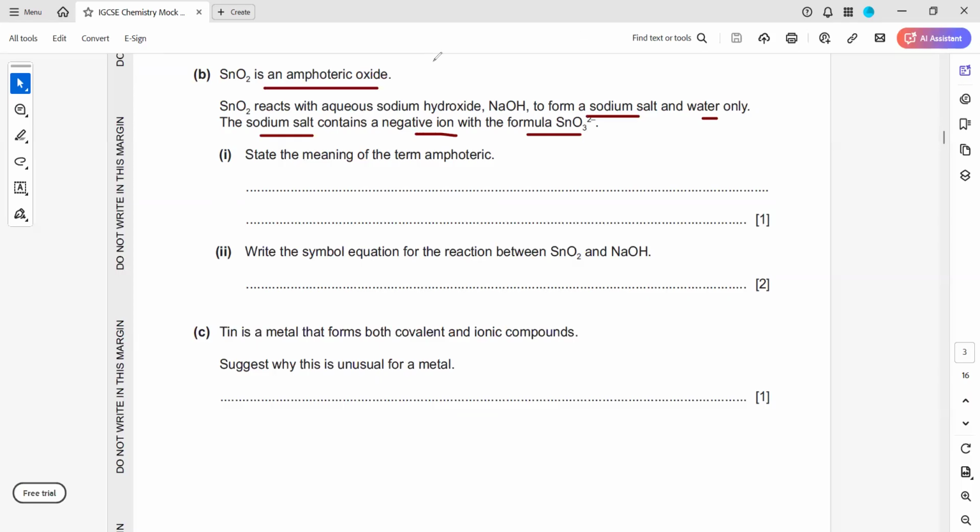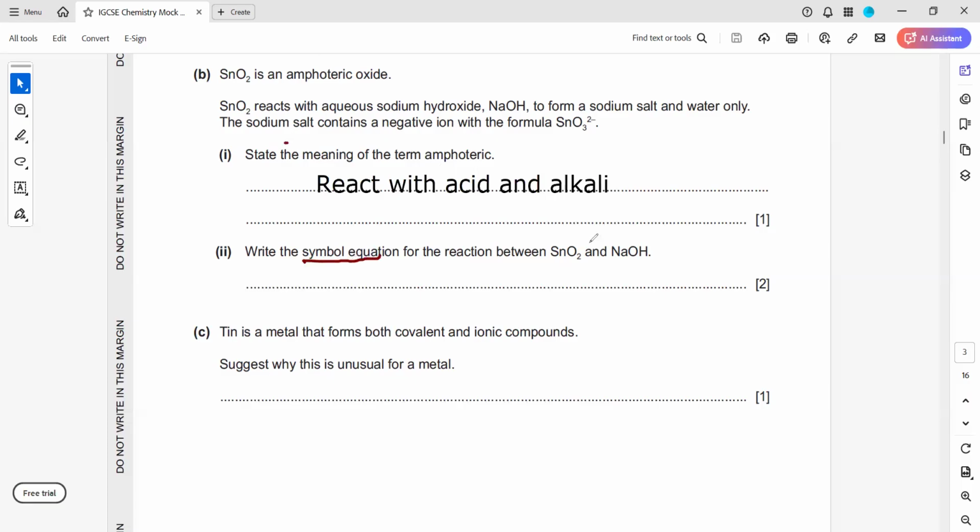What is meant by the term amphoteric? The term amphoteric means it can react with both acid and bases. Yes, 2 minutes break, go. You can go. So it can react with both acid and alkali. That's why we call it amphoteric.